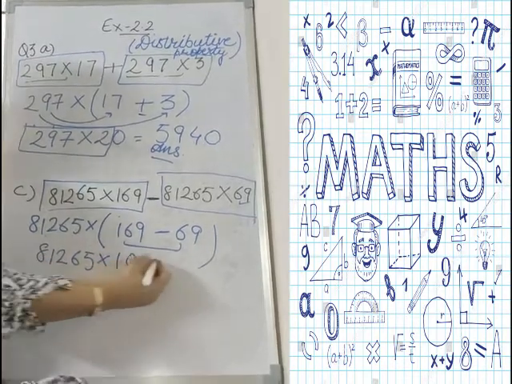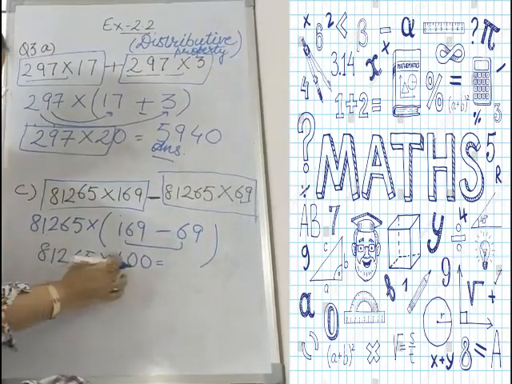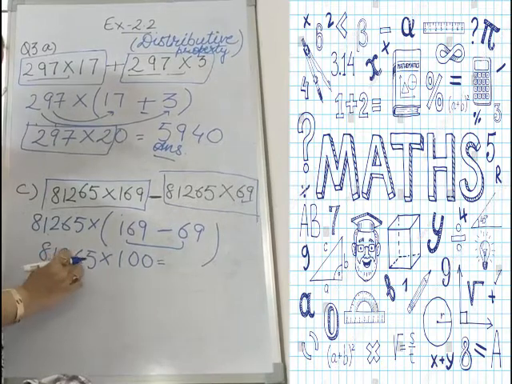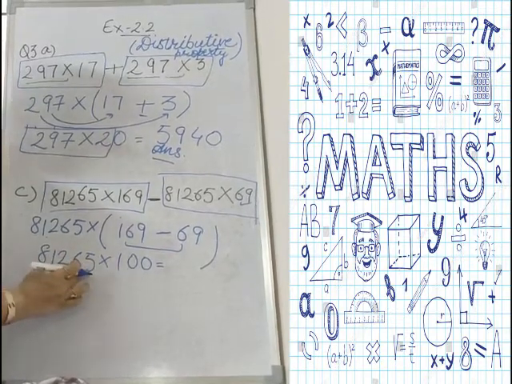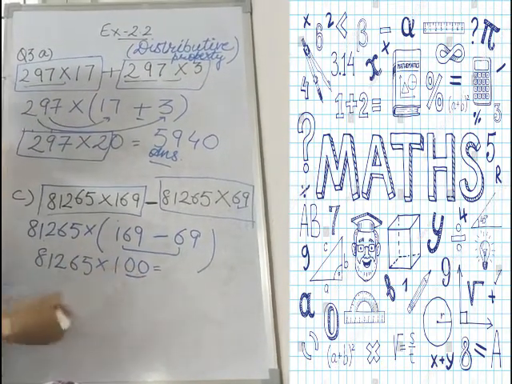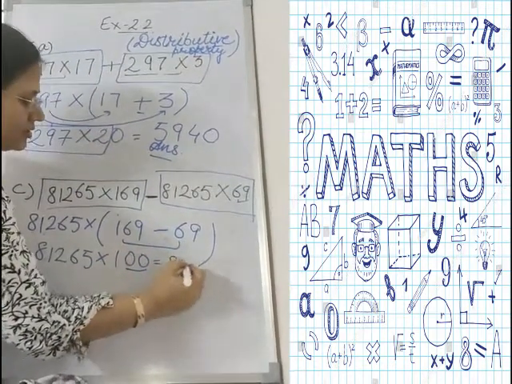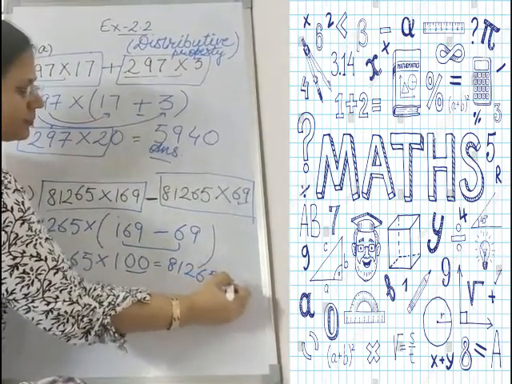And now it is just simple calculation. 81,265 ones are, that would be the same number, and I will put 2 zeros at the back. So answer would be this.